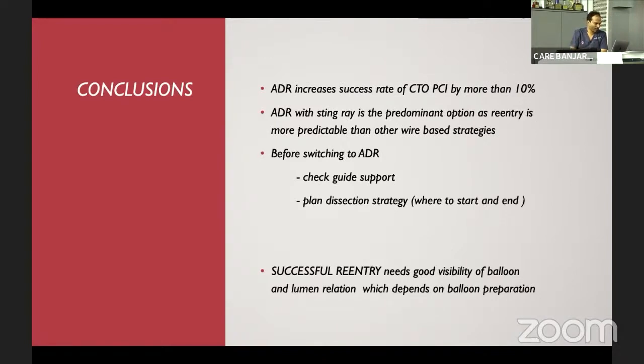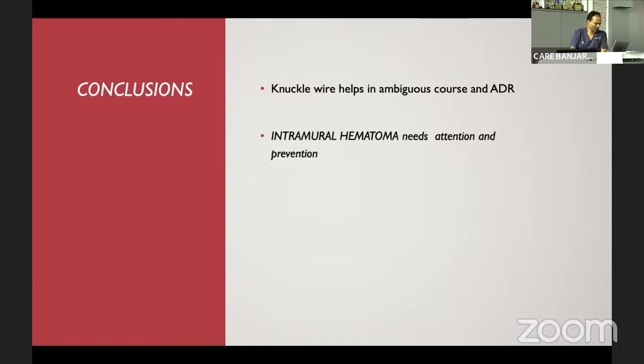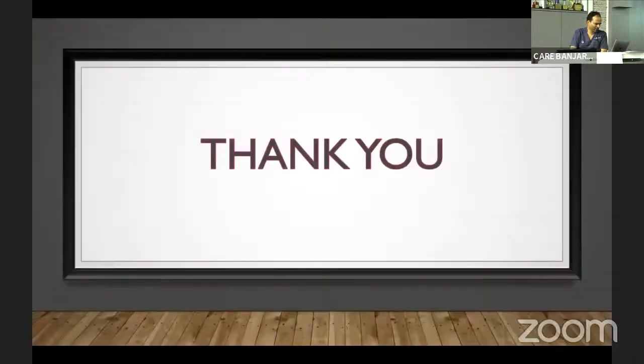Out of my experience, it contributes 12% to my success. ADR with Stingray is the predominant option as re-entry is more predictable than other wire-based strategies. Before switching to ADR, check guide support, plan dissection strategy well, and always preserve your re-entry zone. Knuckle wire helps in ambiguous course, and also in ADR. Intramural hematoma needs some attention and prevention.